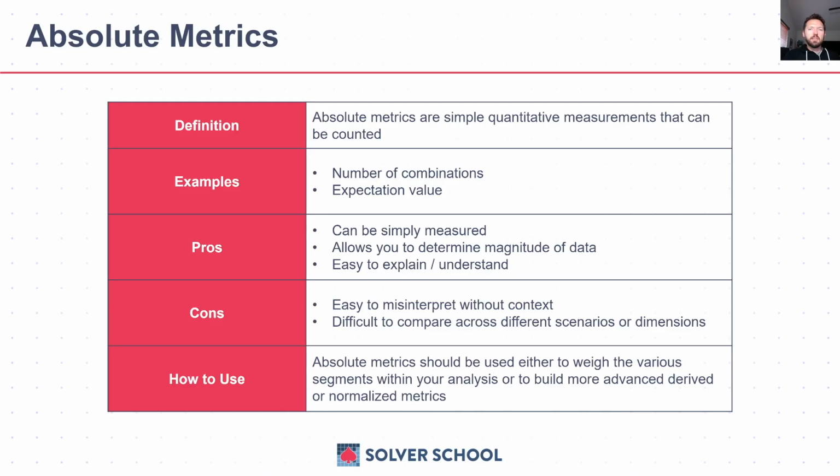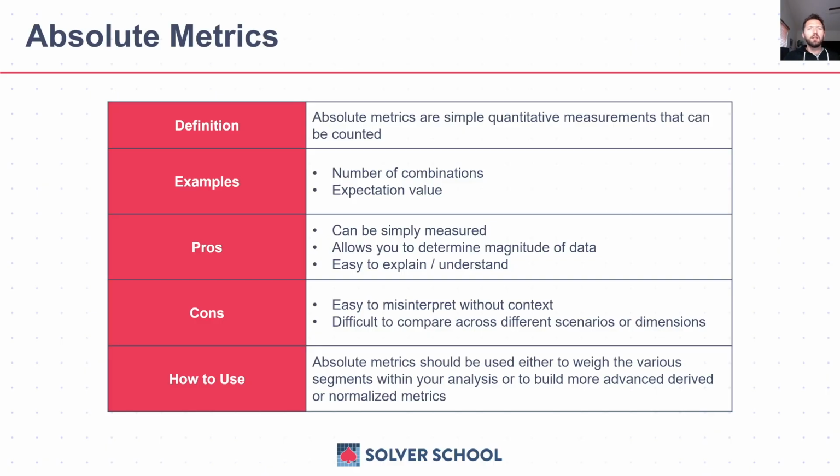The con is that it's easy to misinterpret this without context. So going back to the example of an expectation value of 200 versus an expectation value of 100, well, that's a big difference. However, if in context the pot size is 2 million, well, that expectation value difference of 100 is not going to be that huge. Whereas if the pot size is 400, well, now an expectation value difference of 100 is a pretty big deal.